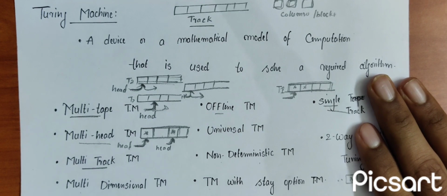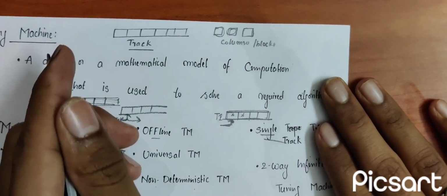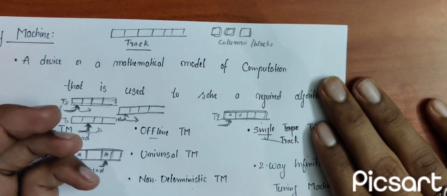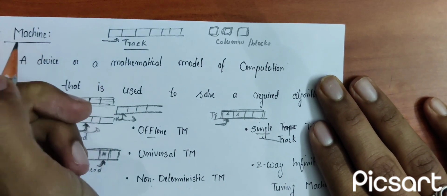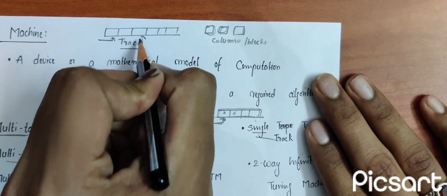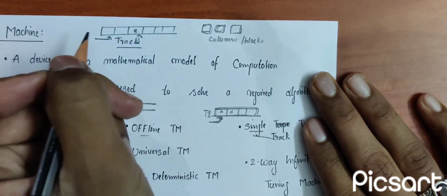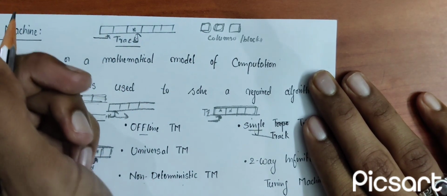The main terms in a Turing machine are the head and the track. A track is a combination of columns, linearly placed, and the head is the operating part. It depends on where you place your head. If you place your head in the middle, the operation takes place from the middle part. So it really matters where you place your head, since the operation starts from the head.